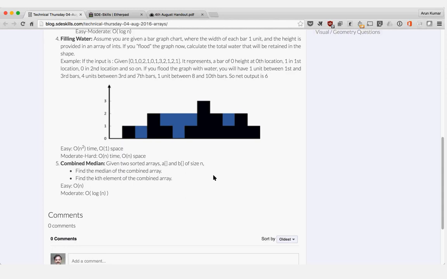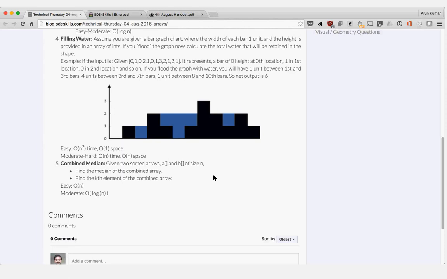You have 2 sorted arrays, and you need to find the median of the combined array. So what's the easy solution? Easy one would possibly be just go over both the arrays and you'll get the length of the arrays, right? So actually, instead of going over the arrays, when the arrays are given, obviously the lengths are given.